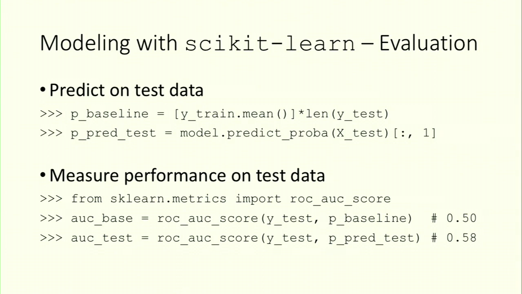And then we can evaluate using AUC. There are lots of other evaluation metrics, but this is the one I chose. So the baseline has an AUC of 0.5, and the very simple one-variable model has an AUC of 0.58. The maximum possible is 1. So it's not a great model, but for very little effort, we've certainly got something better than baseline.